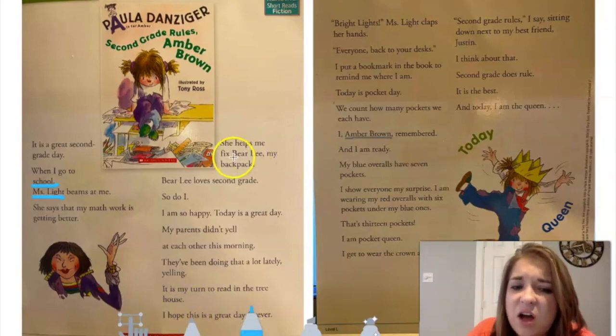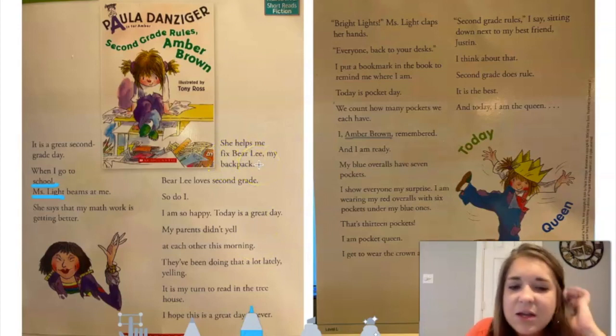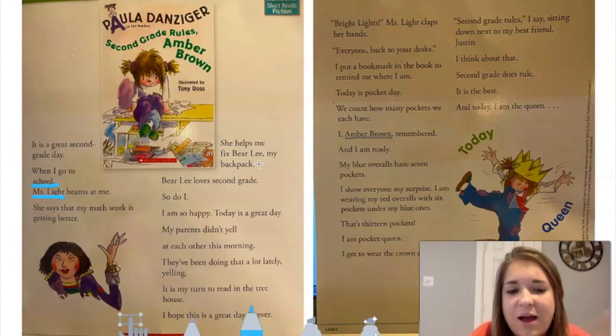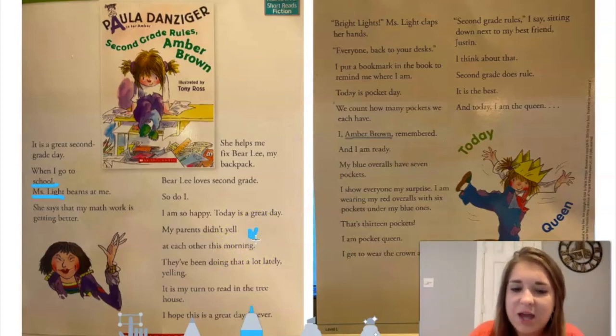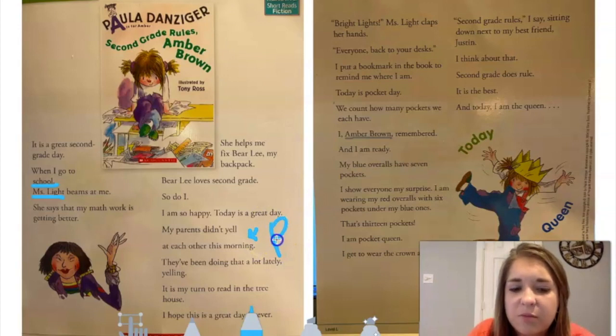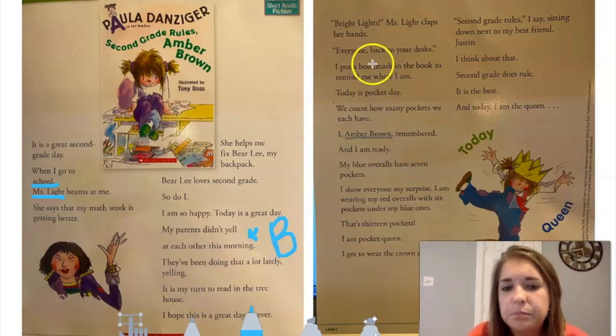So I don't need to underline Bear Lee because it's just Amber Brown's backpack. He doesn't actually talk or have anything that he does in this story, so I don't need to underline him as a character. But I do notice the word morning, and the morning is the beginning of our day, so I'm going to label this part of my story as the beginning.